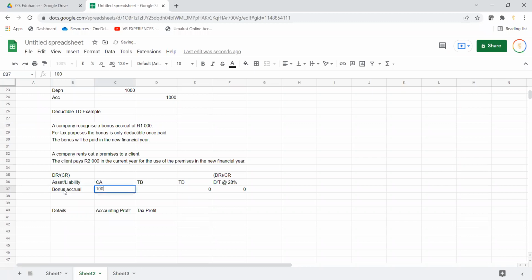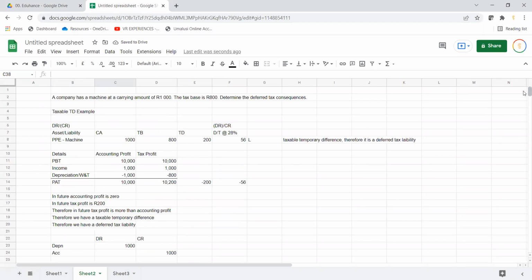So we're going to have bonus accrual. What do I have there? 1,000 Rand. Remember, it's a liability. So for me, I put a liability in brackets. Remember, how you decide to do it is totally okay. I always just have my assets as positive and my liabilities as negative. By default, my asset will be positive over here, my liability will be negative.